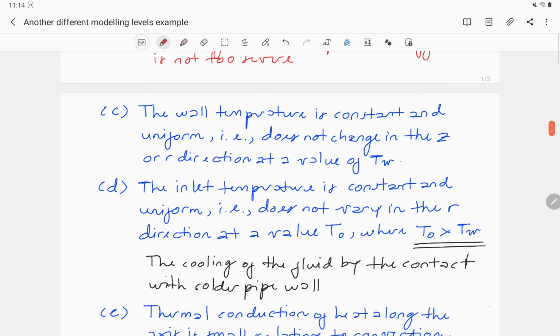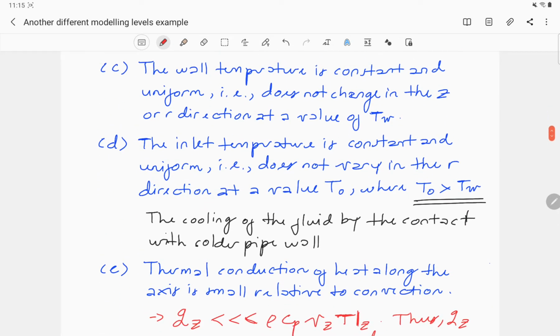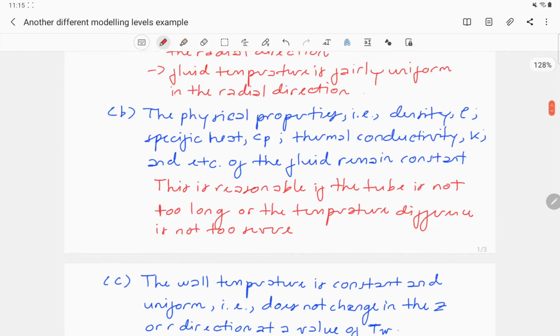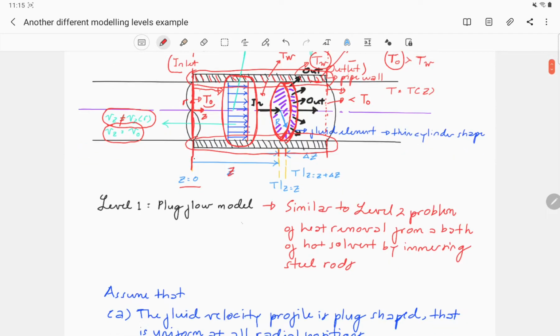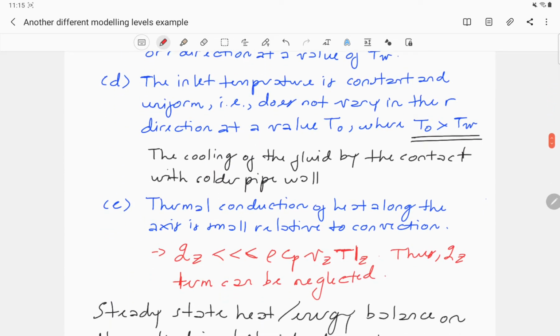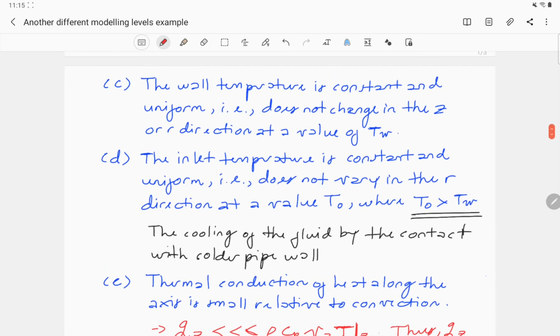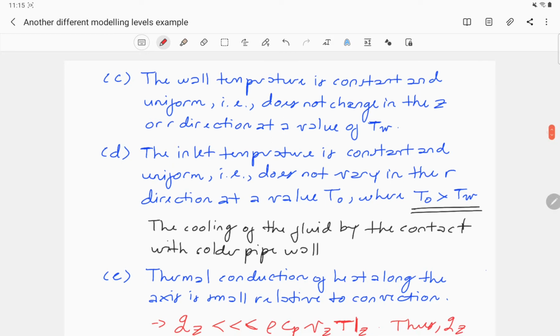Okay, the next assumption is that the inlet temperature is constant and uniform, so it does not vary in the radial direction at the value of T0. So whatever it is in here in the fluid part in this particular section, it will be equal to T0. Okay, so that is something that is important as well. Therefore, the cooling of the fluid essentially comes from the contact with the colder pipe wall.